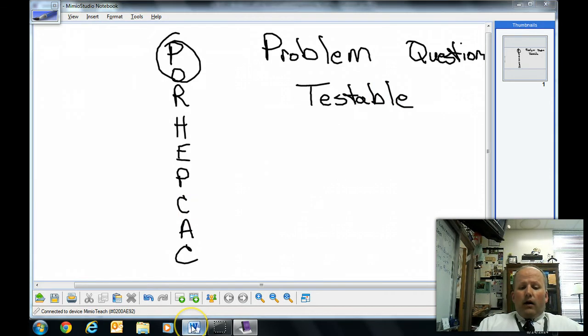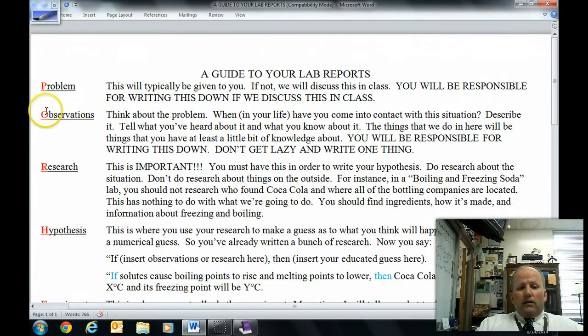The second part of PORHEPCAC is observations. Well, think about the problem. When in your life have you come into contact with this situation? Describe it. Tell what you've heard about it or what you know about it. The things we will do here will be things that you have usually at least a little bit of knowledge about. You will be responsible for writing this down. Don't get lazy and only say one thing.